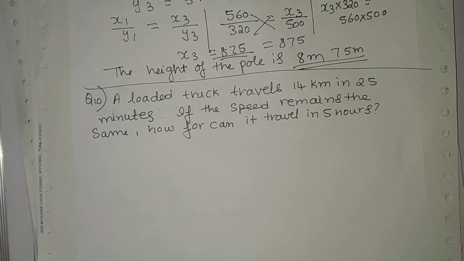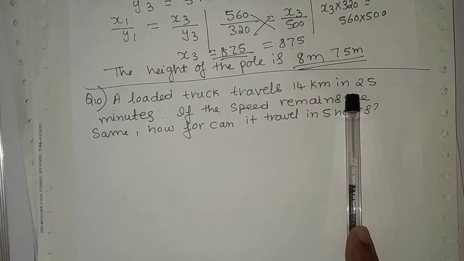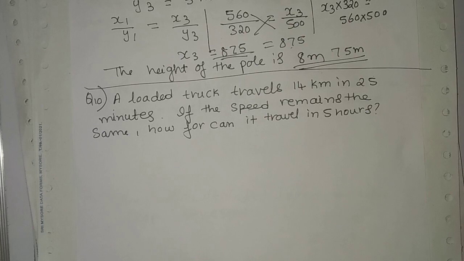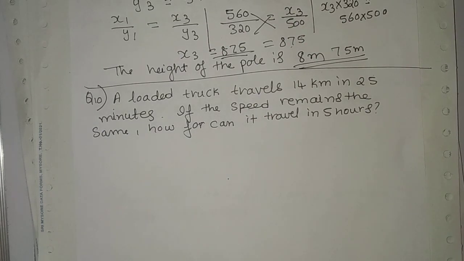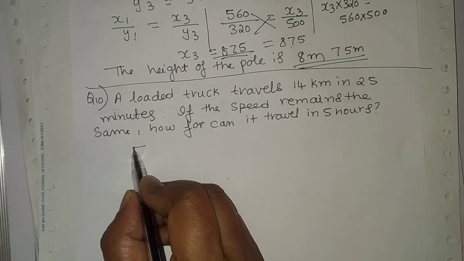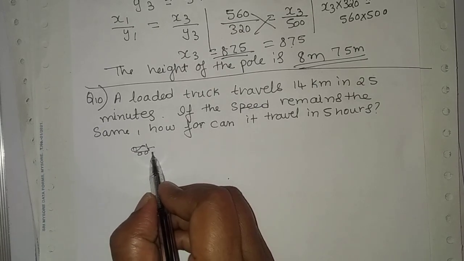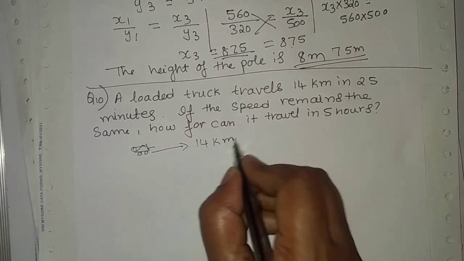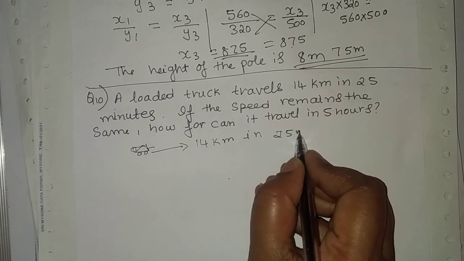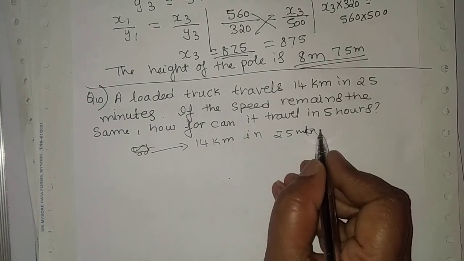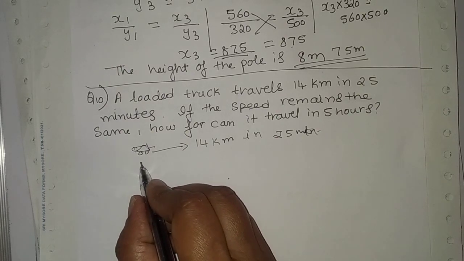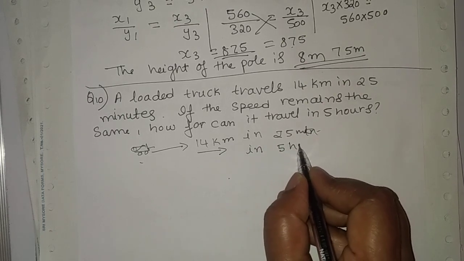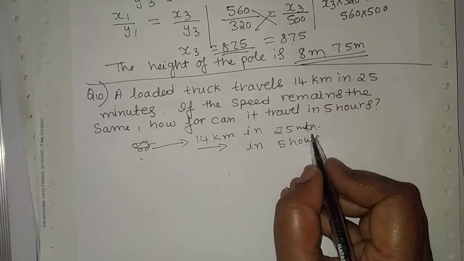So the next question is, a loaded truck travels 14 kilometers in 25 minutes. If the speed remains the same, how far can it travel in 5 hours? So a loaded truck, consider this as a truck, and it travels 14 kilometers in 25 minutes. Then the next question is, if the speed remains the same, how many kilometers in 5 hours? So this is in minutes and this is in hours.